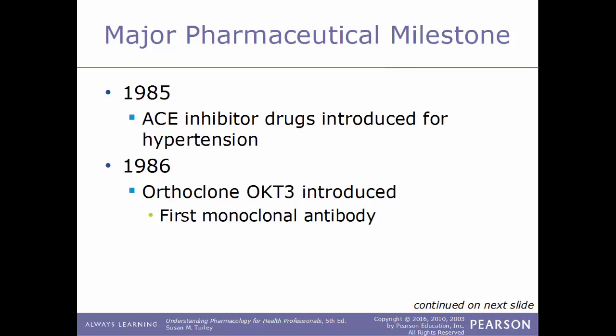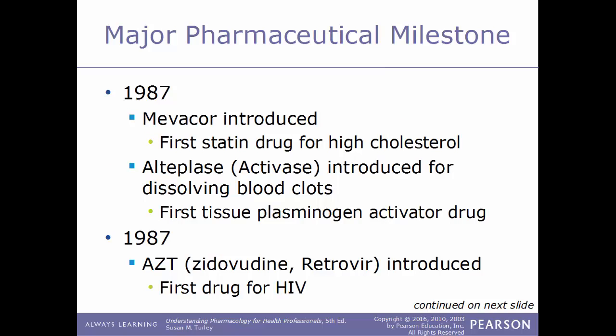1985, ACE inhibitor drugs were introduced for hypertension. 1986, Orthoclone OKT3 is first introduced. It's the first monoclonal antibody. Okay, this is an immunosuppressant which helps to prevent organ rejection in patients that received a transplant. 1987, Mevacor is introduced. It's the first statin drug used for high cholesterol. Also in 1987, Activase introduced for dissolving blood clots. It's the first tissue plasminogen activator drug. In 1987, AZT was first introduced. This is the first drug cocktail that was introduced to help treat HIV.